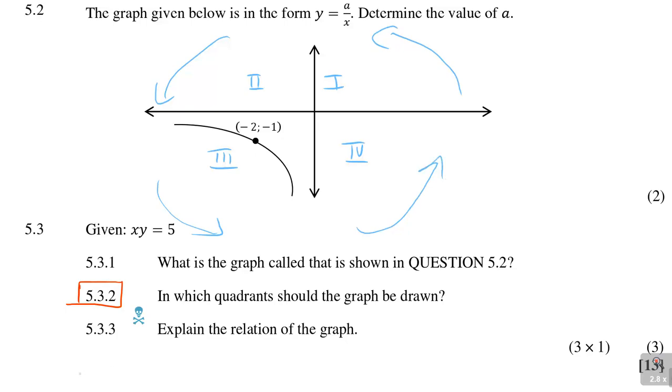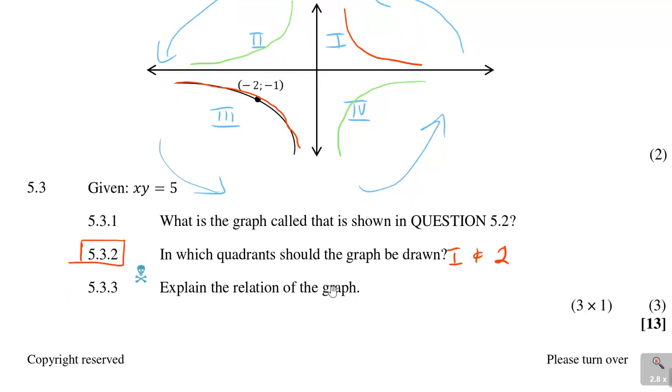Alright, so either the graph is in quadrant 1 and 3, or the graph is in quadrant 2 and quadrant 4. So the question is, in which quadrant should the graph be drawn? Already you see it's in quadrant 1, it's in 3, so your answer will be, it should be drawn in quadrants 1 and 3.